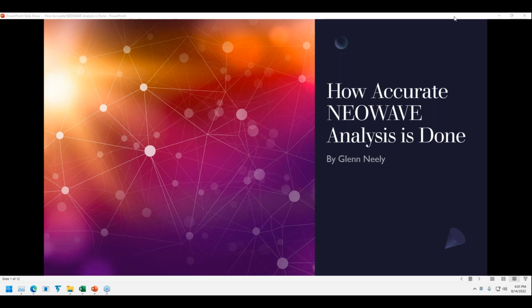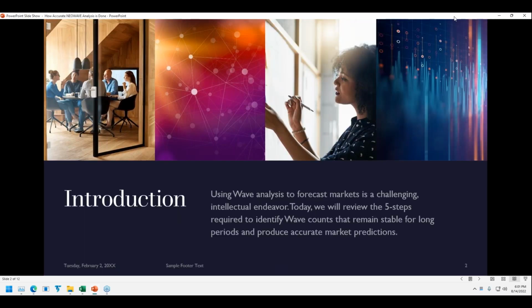So let me move on to the next page here. Wave analysis is a complicated form of market forecasting. It takes a lot of time generally to get good at it. As part of NEoWave, there's very specific steps that you should take to dramatically improve the accuracy of your counts, the accuracy of your analysis, the stability of your counts.